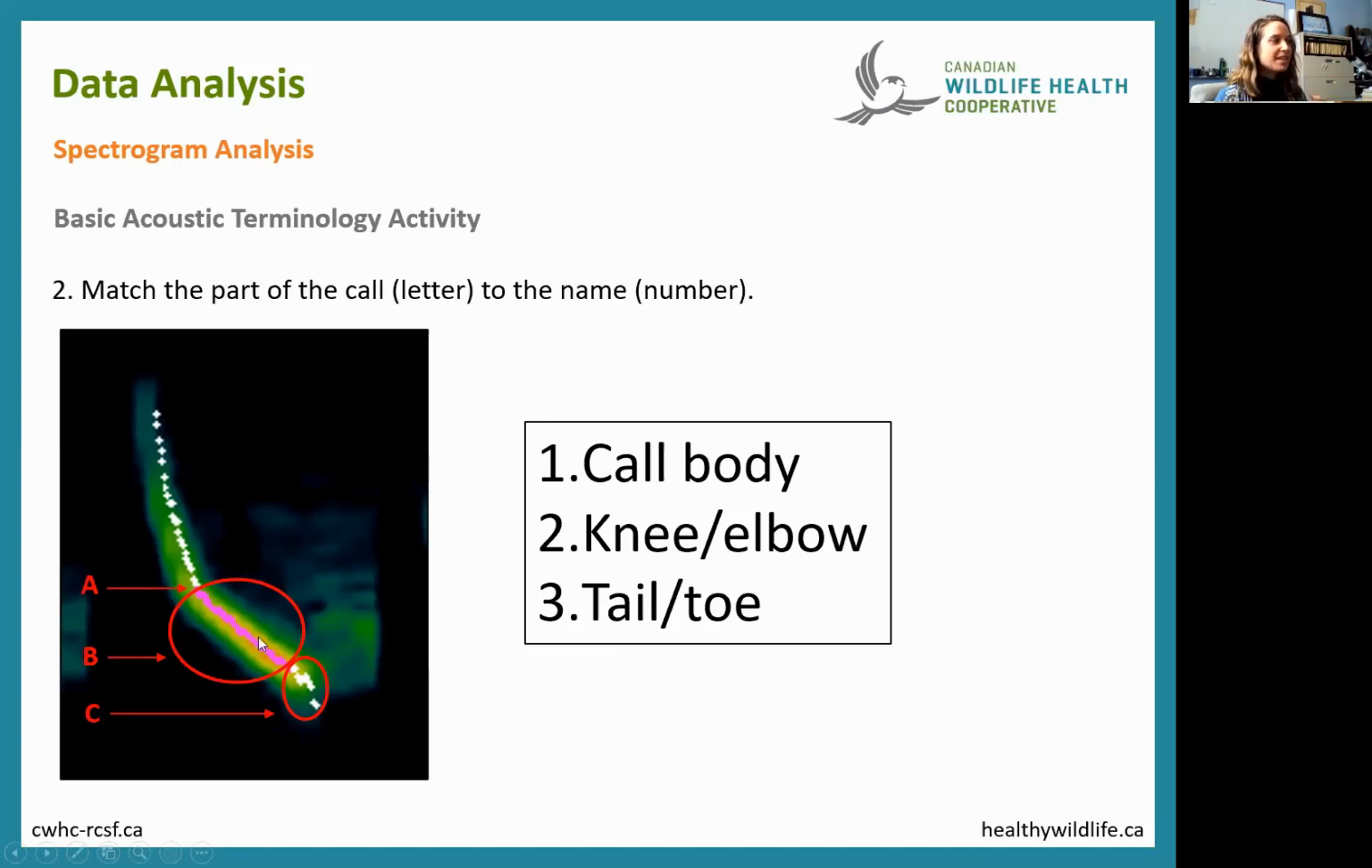But yeah, the B, and this is always our little trick today, the call body will always be in purple. So B is the call body, which is 1. Here we do have a knee or an elbow as at A, so number 2. I will be using the term knee probably for the rest of the day, but you can also call it an elbow if you want. And then C is our tail or our toe. Again, I use the term toe, but you could also call this a tail. So C is 3. Good.